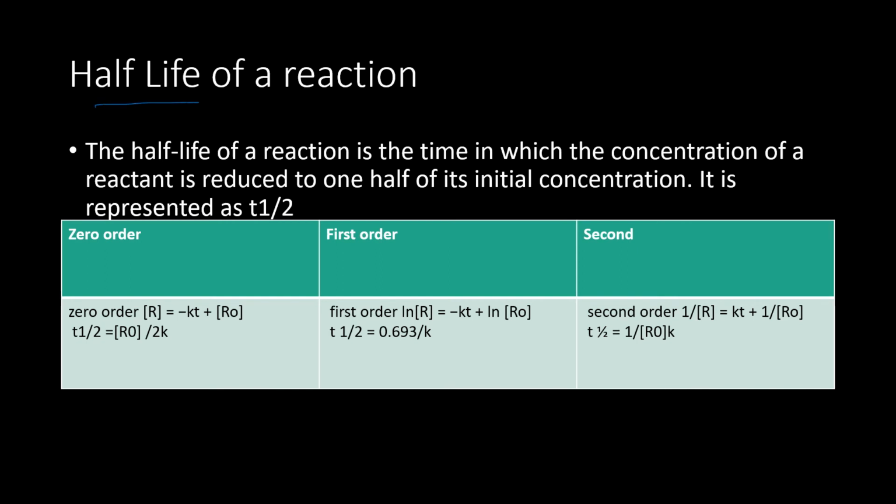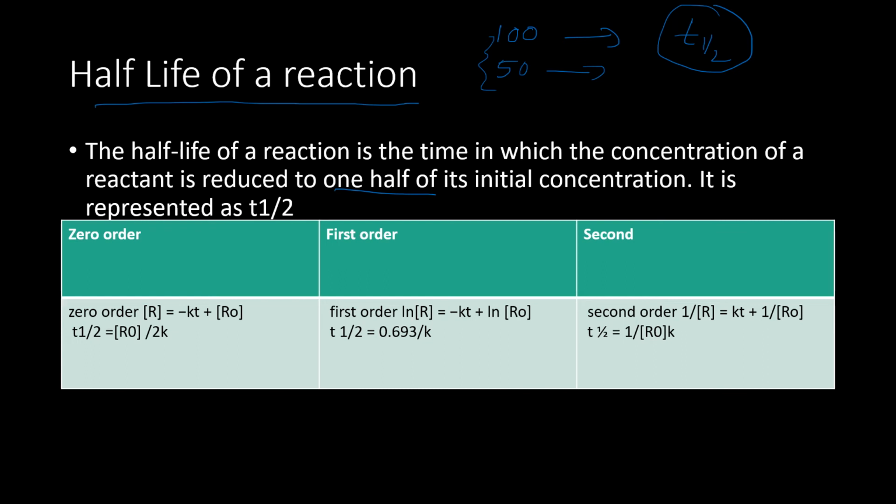Next, we are discussing the half-life of a reaction. Half-life means if you have 100 moles of reactant, the time taken to go from 100 moles to 50 moles, that is just half, is called the half-life and it is represented by T half. So the half-life of a reaction is the time in which the concentration of reactant is reduced to one half of its initial concentration. So from the general equation, we can calculate the half-life equation for all.